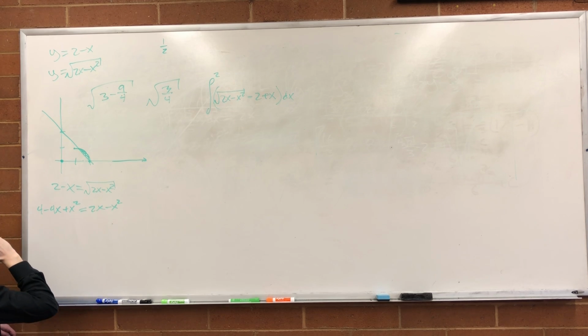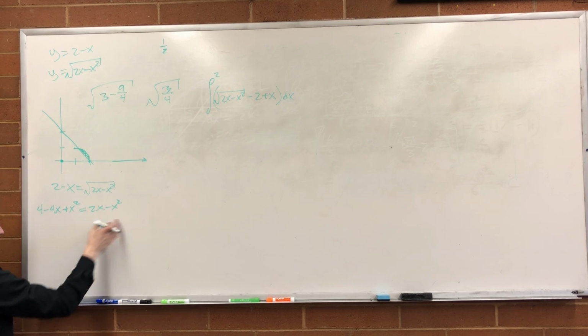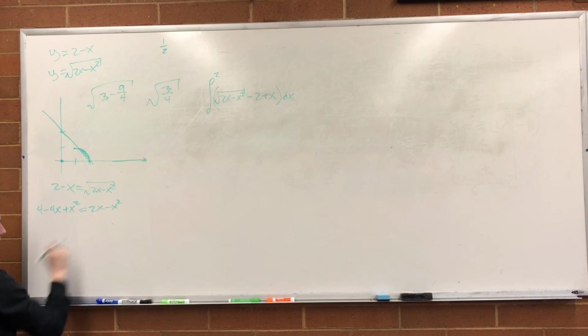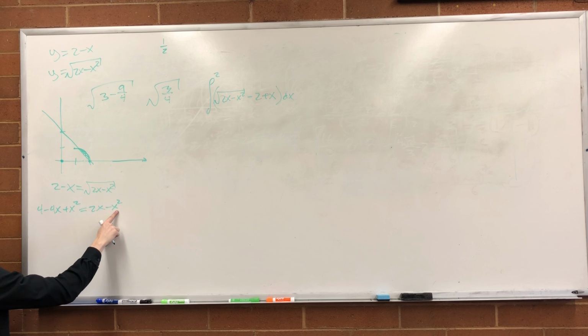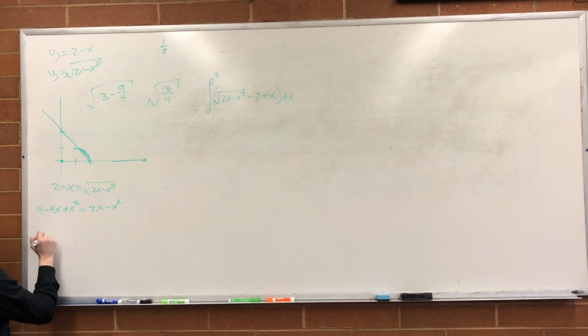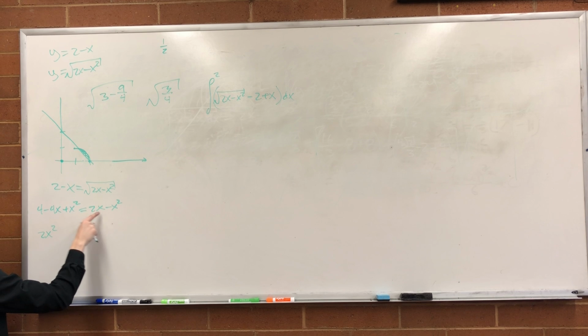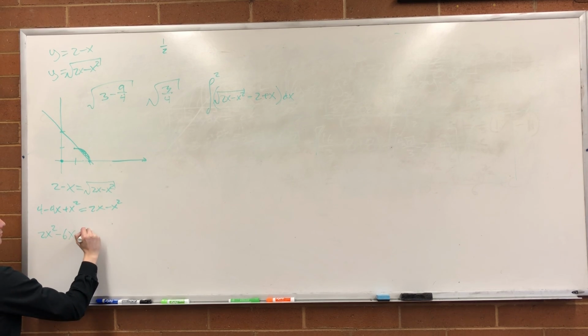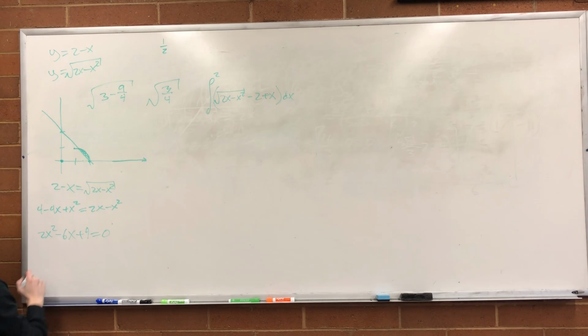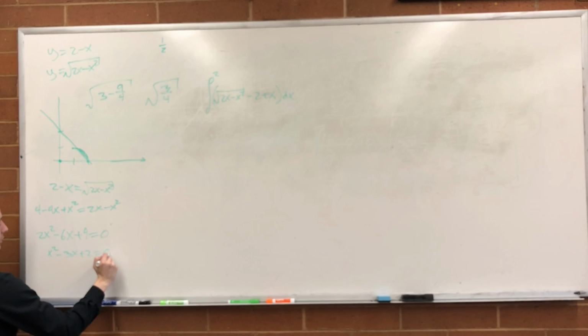Did I do that right? Mm-hmm. Now I'll move all our terms over here and leave a 0 over there. So we'll have x squared, and adding x squareds to both sides, we'll end up with 2x squared minus 6x plus 4 is equal to 0. Divide both sides by 2. x squared minus 3x plus 2 is equal to 0.